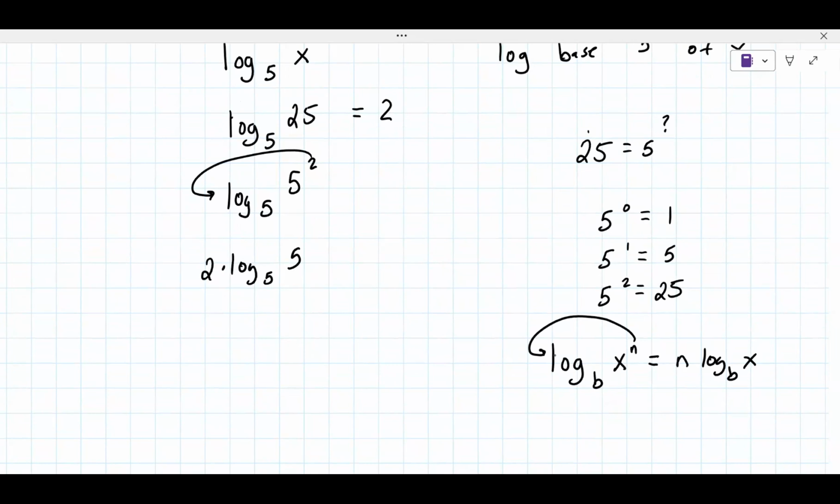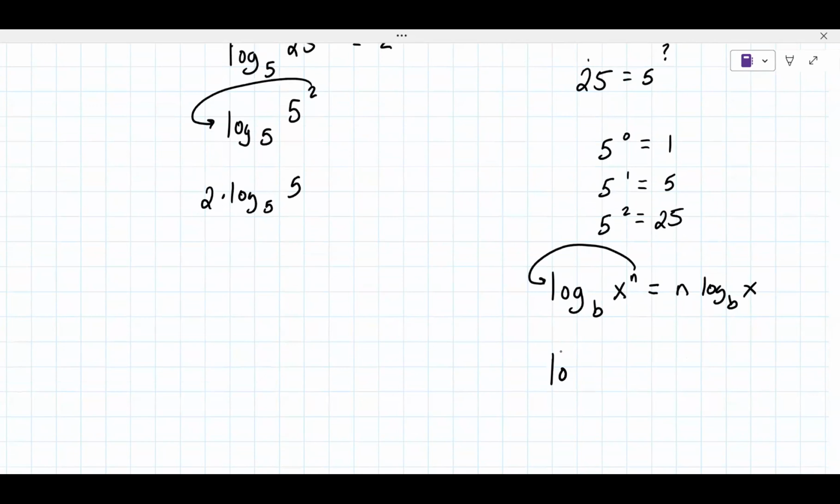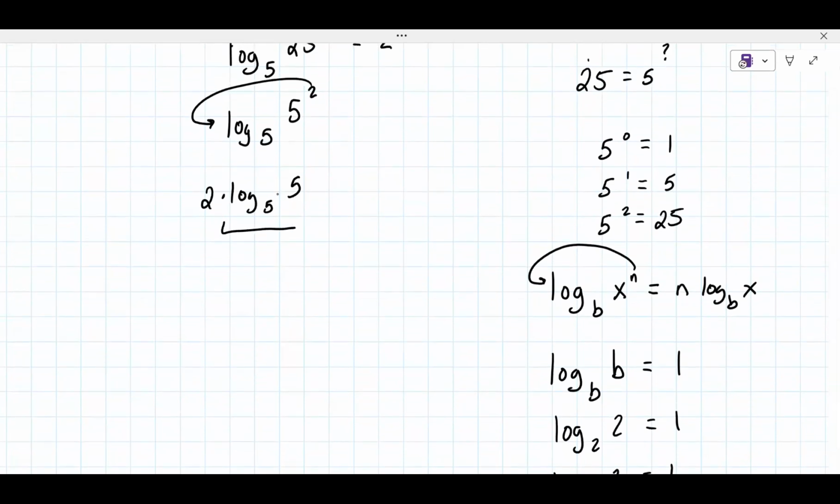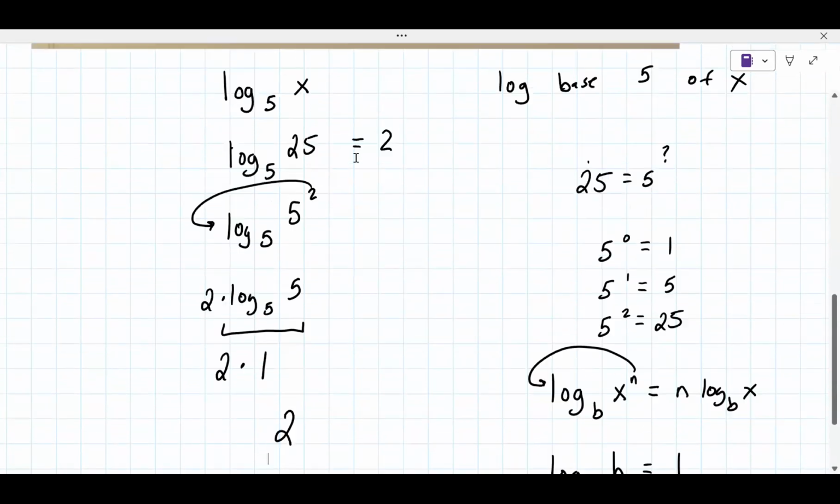And then there's yet another property of logarithms, which is that if you have the log base b of the same number, it equals 1. So an example would be log base 2 of 2 is 1. Log base 3 of 3 is 1. So in your problem, log base 5 of 5, this part is 1. 2 times 1 is 2. So that's why this is correct.